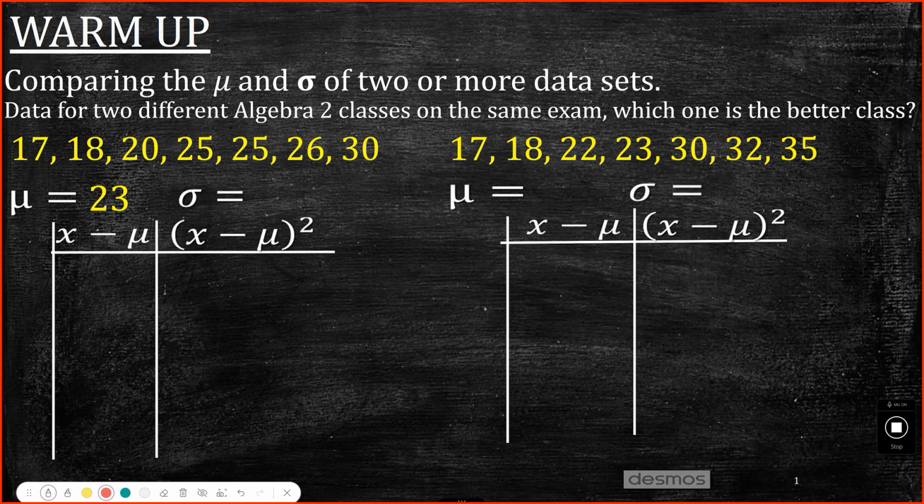The mean for the second class is 17 plus 18 plus 22 plus 23 plus 30 plus 32 plus 35 divided by 7. And what's that average? You're dividing it by 7 because there's 7 numbers. 1, 2, 3, 4, 5, 6, 7.